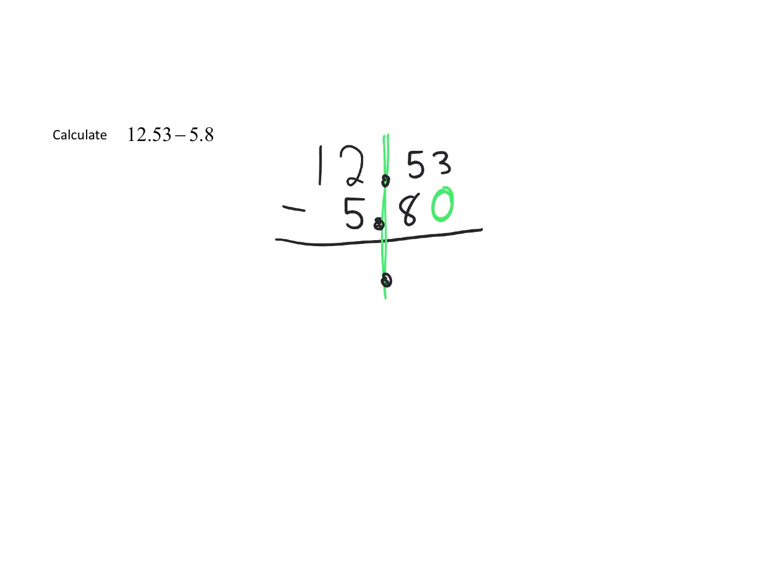Start from the right. 3 minus 0 is 3. 5 minus 8 can't do, so we have to borrow. So we borrow from the 2, making it a 1, making the 5 a 15. So 15 minus 8 is 7. Then 11 minus 5 is 6.